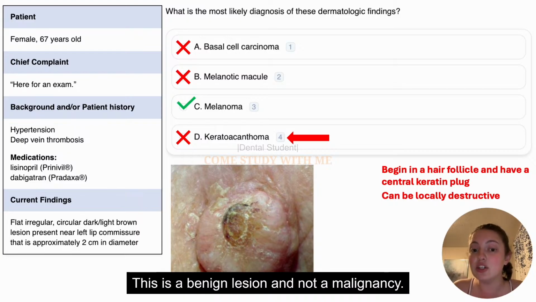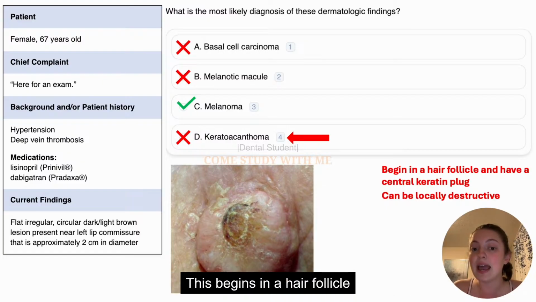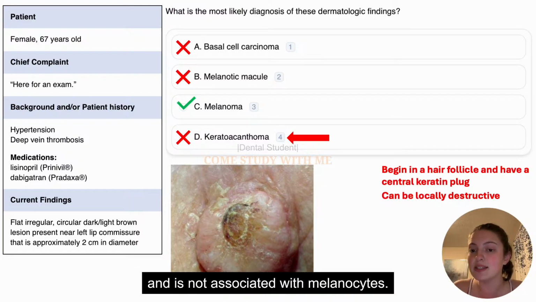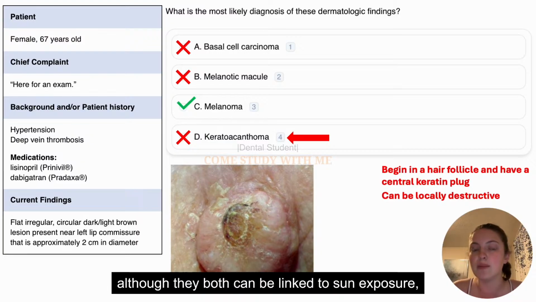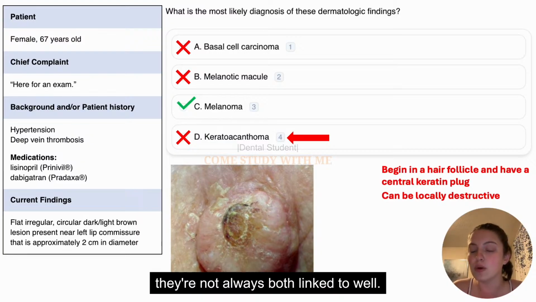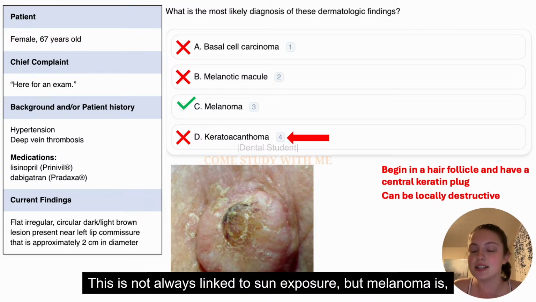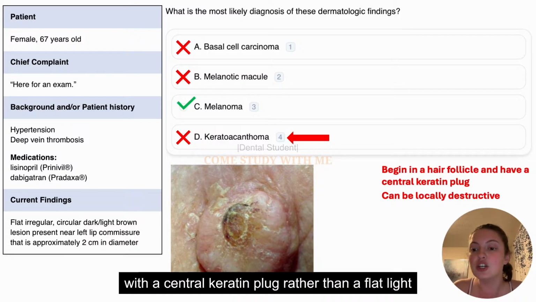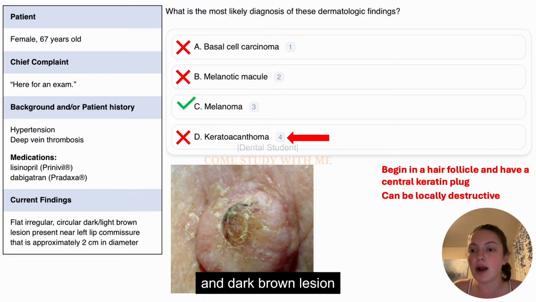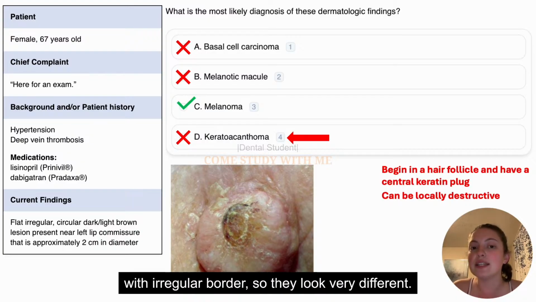This is a benign lesion and not a malignancy. This begins in a hair follicle and is not associated with melanocytes. These diagnoses can have different etiologies and risk factors, so although they both can be linked to sun exposure, this is not always linked to sun exposure, but melanoma is. And the two also present very differently. This is a raised, sharply demarcated lesion with a central keratin plug, rather than a flat, light and dark brown lesion with irregular borders. So they look very different.